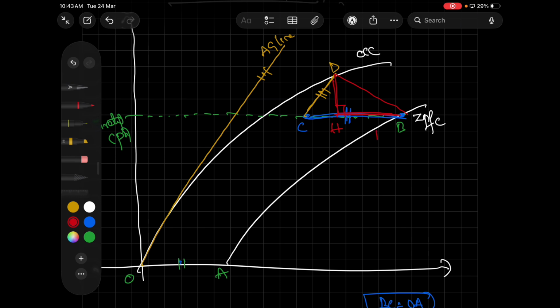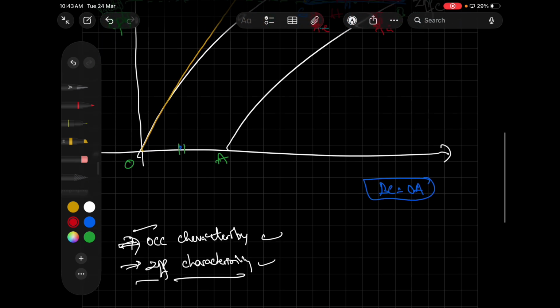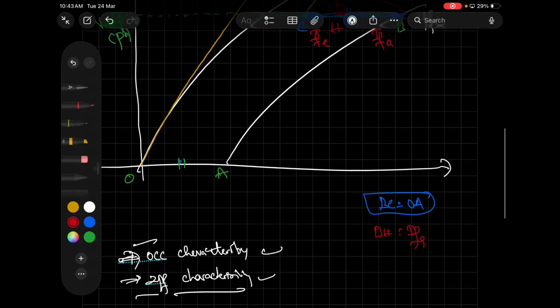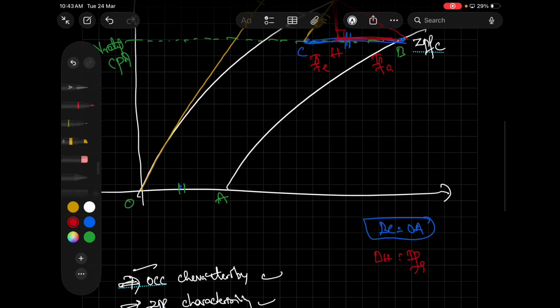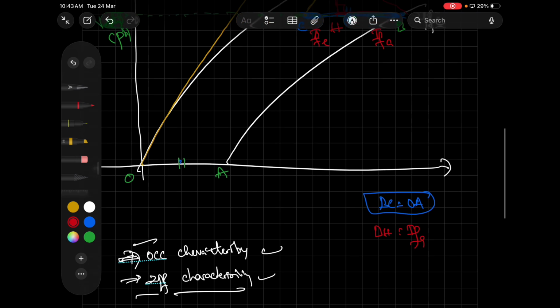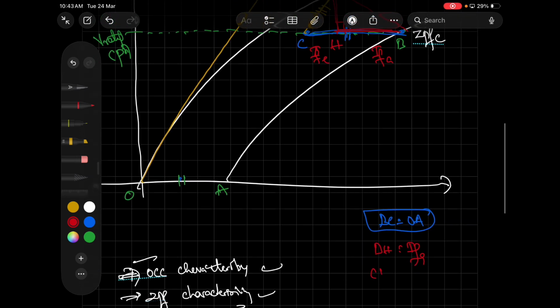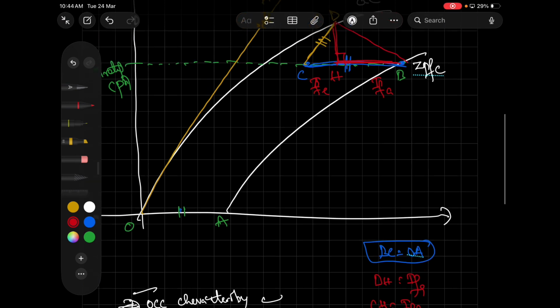Now here, what does BH represent? BH represents IFA and CH represents IFL. So I'll write it here also. BH is the IFA length, the field current required to generate the armature reaction. Next, IFL is nothing but the field current required to generate leakage reactance, which we already discussed.